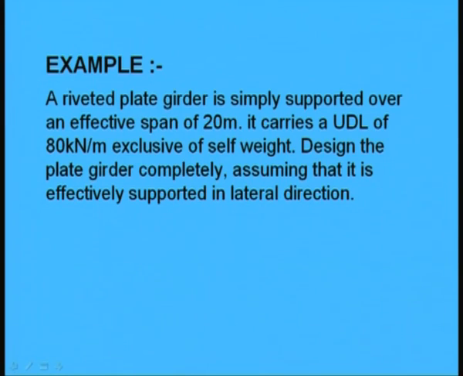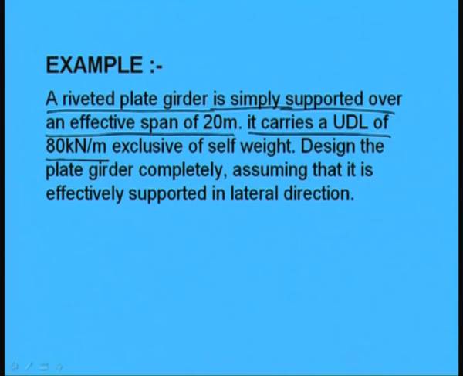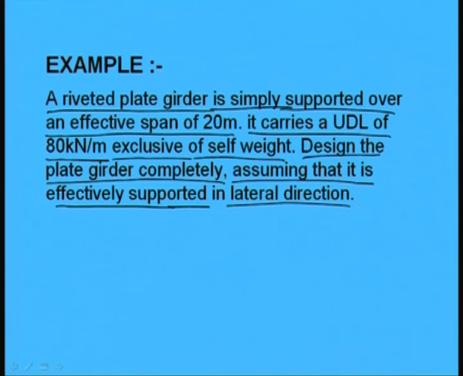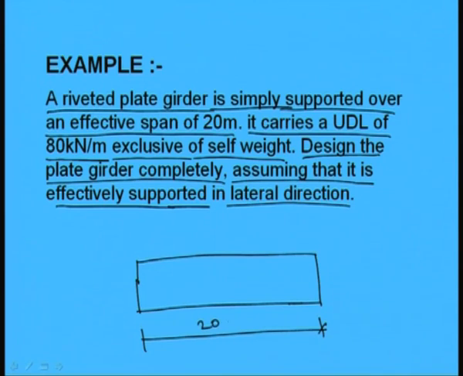So, the example is that a riveted plate girder is simply supported over an effective span of 20 meter. It carries a UDL load of 80 kilonewton per meter exclusive of self weight. Remember, exclusive of self weight. Design the plate girder completely, assuming that it is effectively supported in lateral directions. So, what is this? That a plate girder is there with a span of 20 meter.